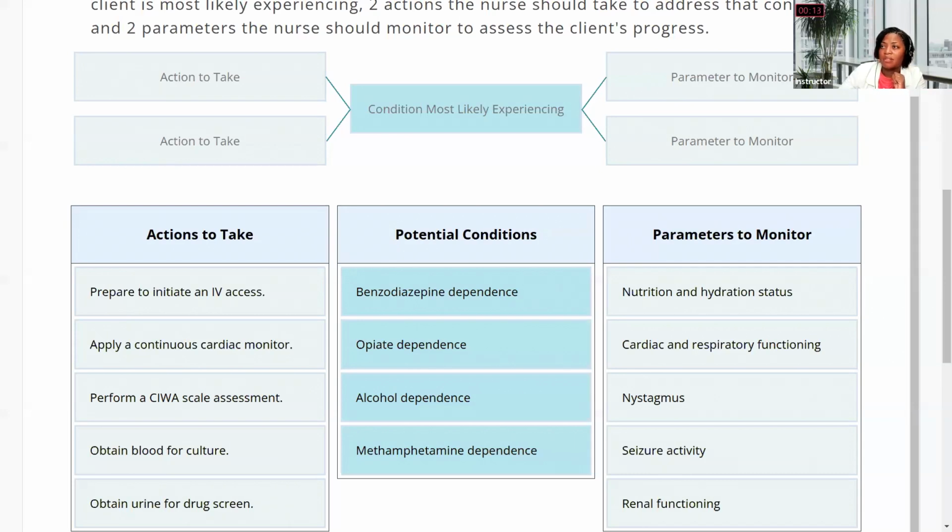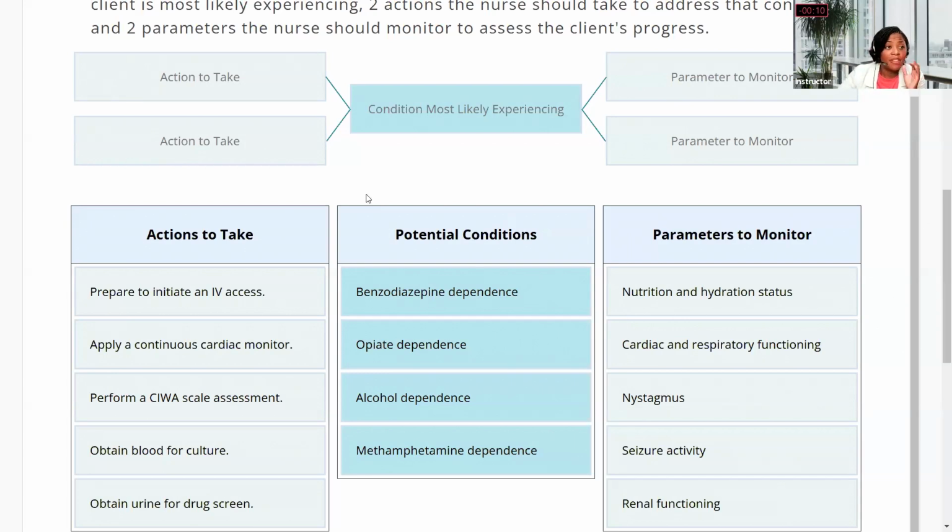All right. So we've got a multitude of answers here. We've got alcohol, we've got benzo, we've got opioid. All right. So I'm going to stop this timer here and we'll pause that for a second.